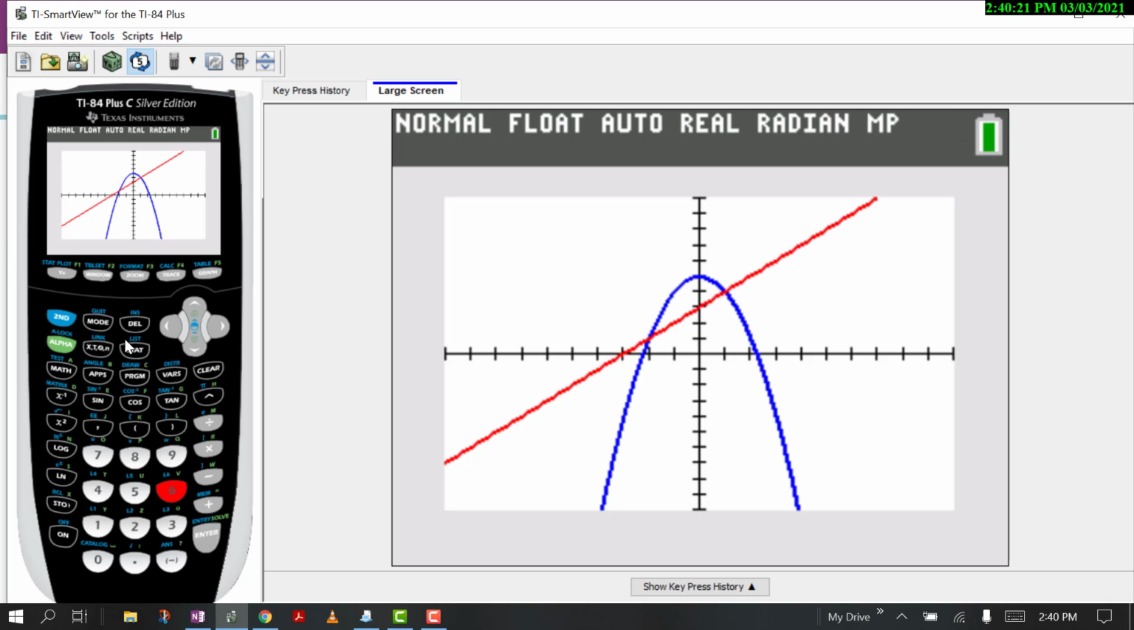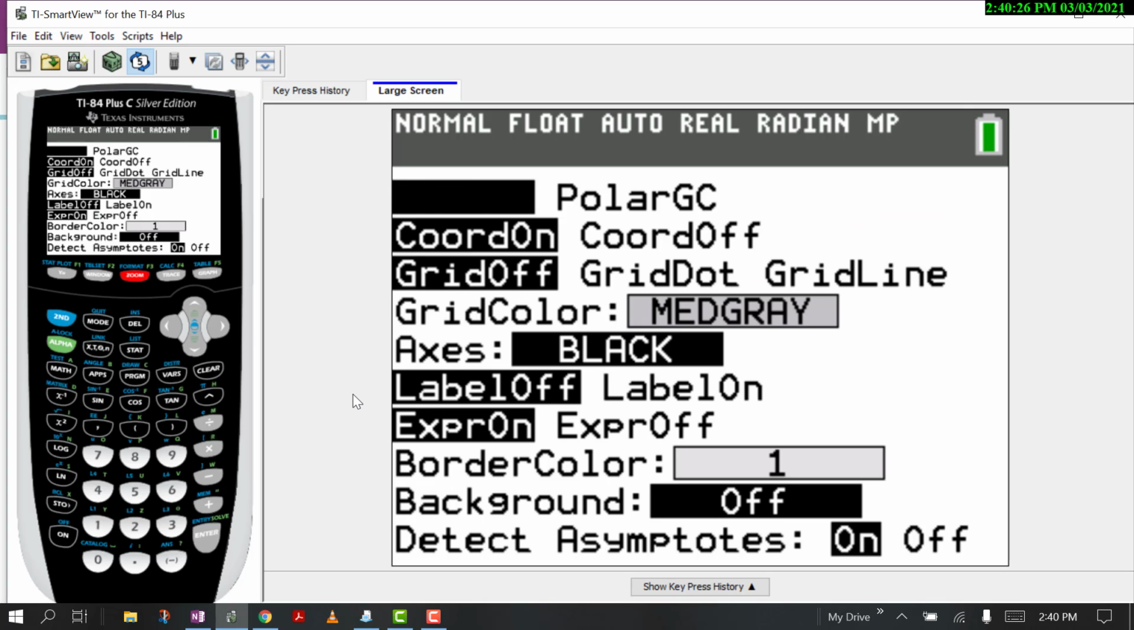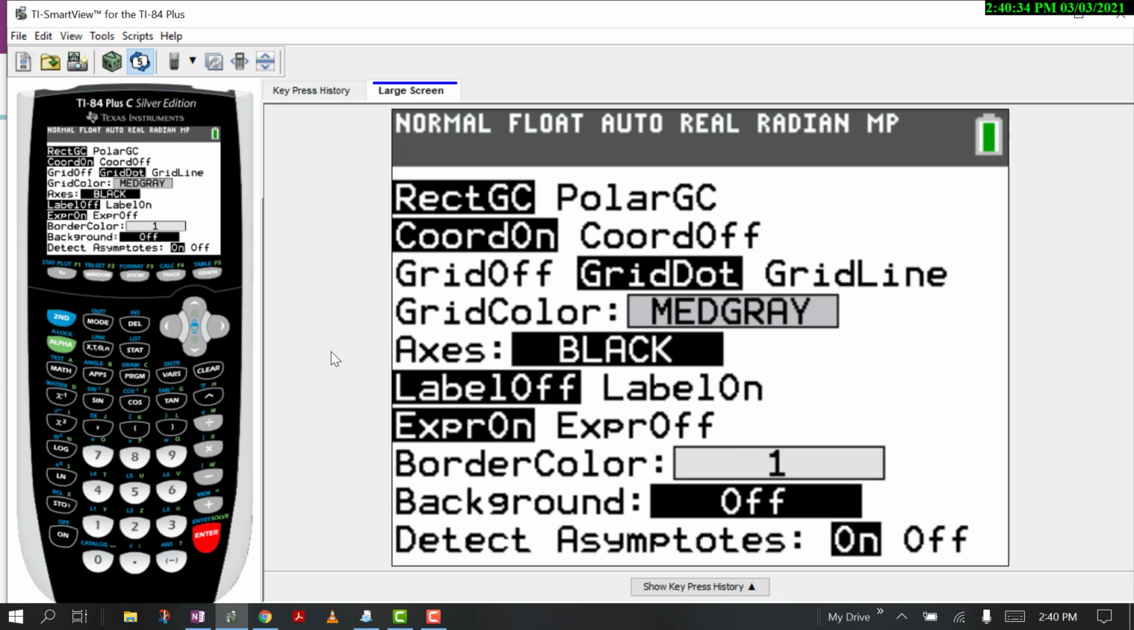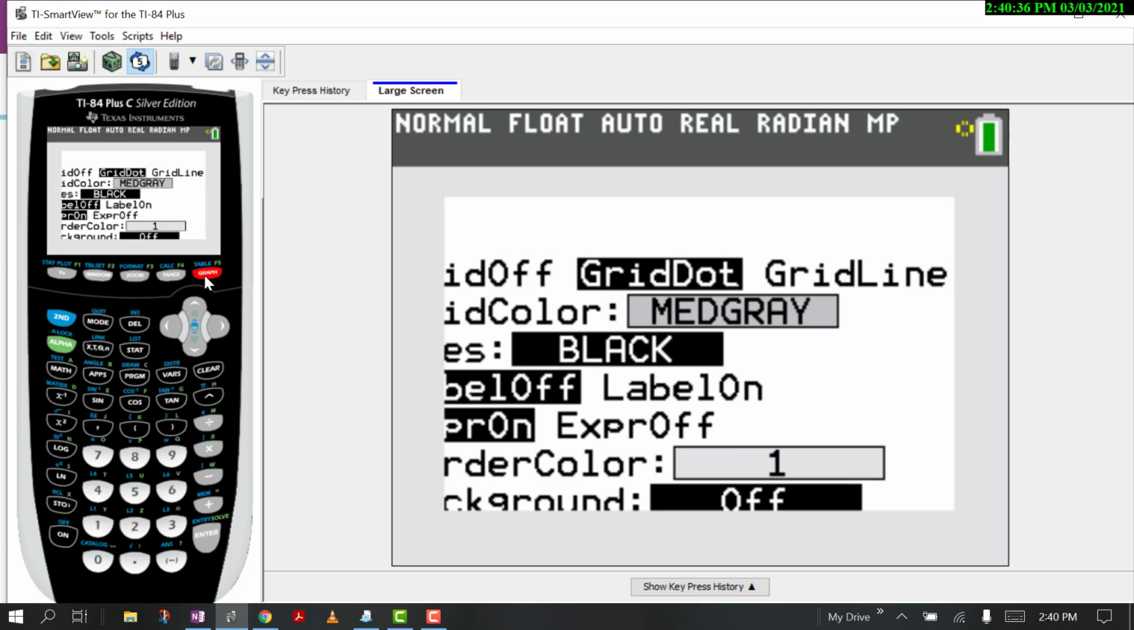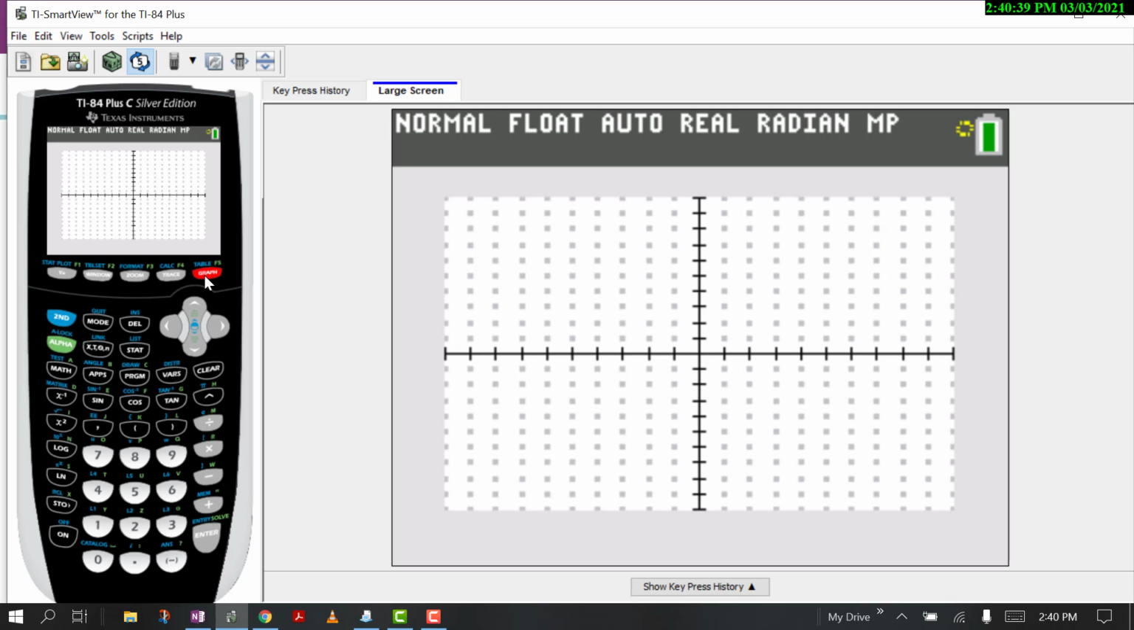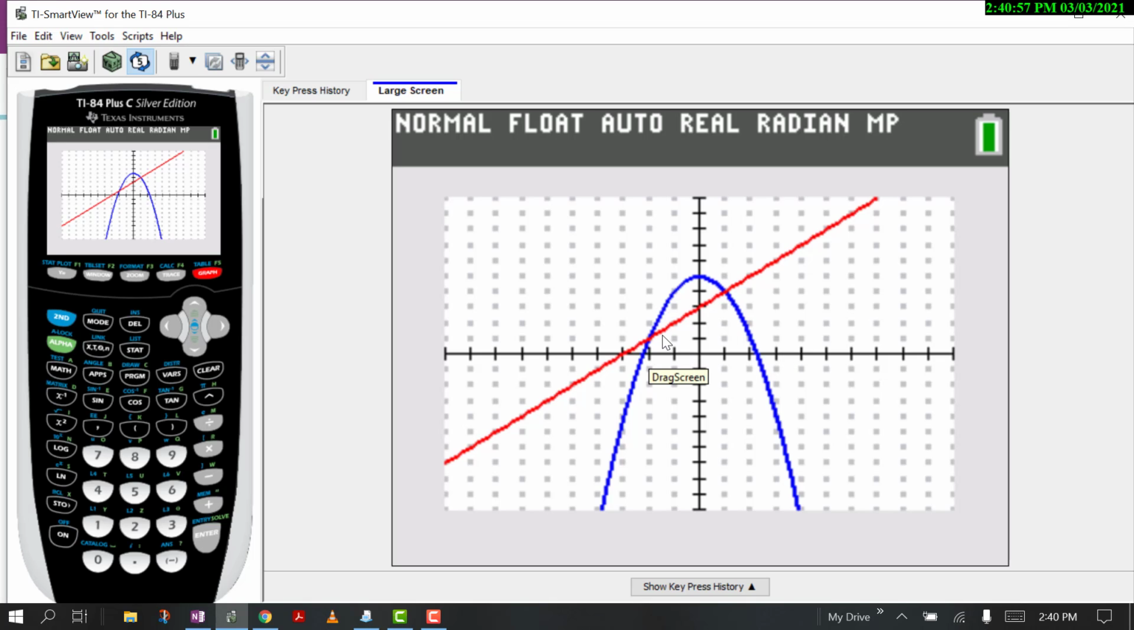One thing we can do, if we hit second zoom for format, we can arrow down and put the grid on, grid dot. You can actually put the grid lines on as well. Now, when we graph this, it kind of looks weird, but we should be able to tell a little bit better where our intersections are. So they are actually on integer points. This would be 1, 4, and negative 2, 1. And again, we already knew that.